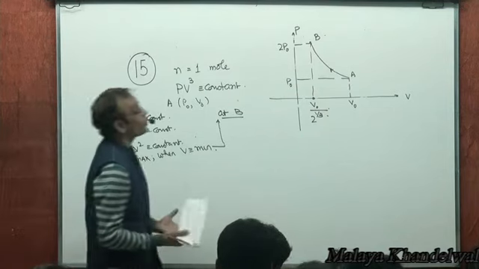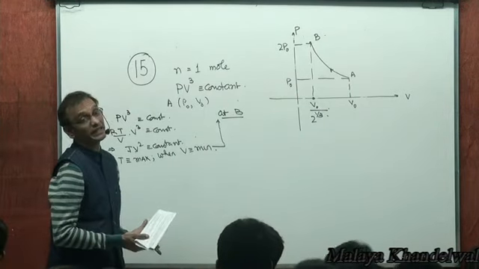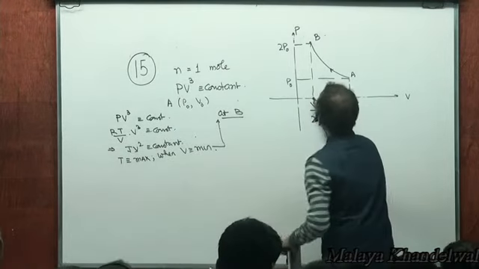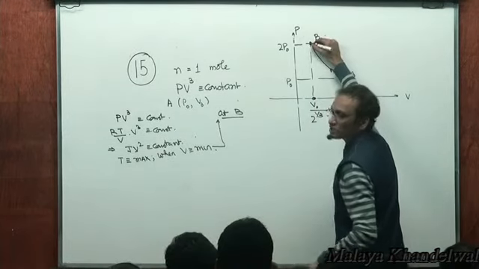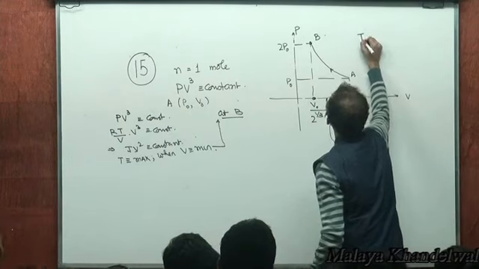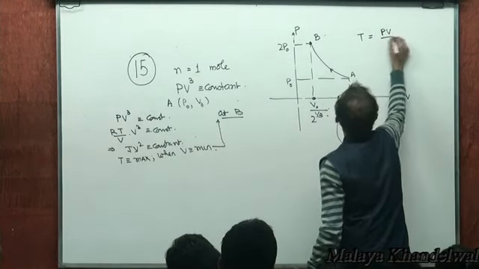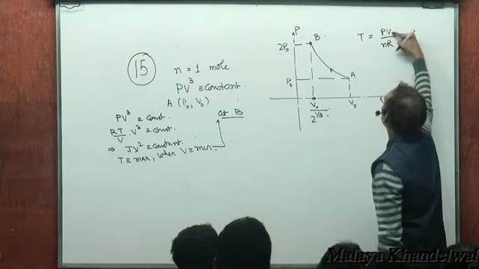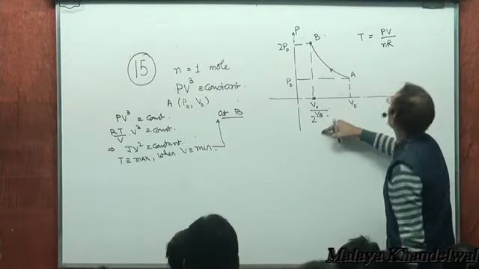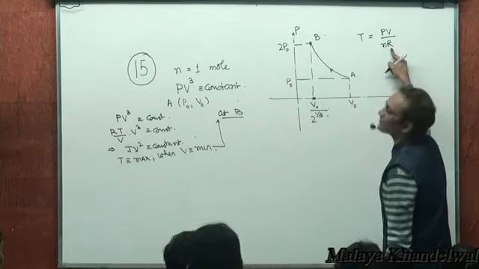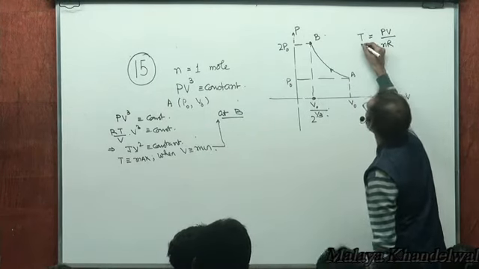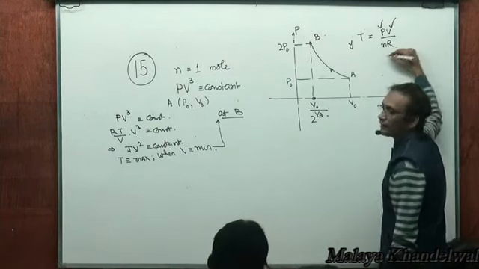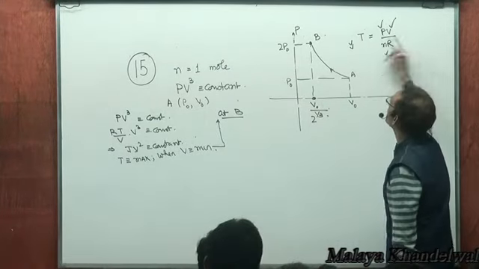Now, therefore, all that we need to do is calculate the temperature at B, right? How do I calculate the temperature at B? I know the volume at B. I know the pressure at B. Can I not say temperature is PV by nR? P we know is 2P naught. V we know is V naught by 2 to the power 1/3. n is 1, divided by R. That will give you the temperature at B. By plugging in pressure at B, volume at B, and number of moles 1, you can get the temperature at B.